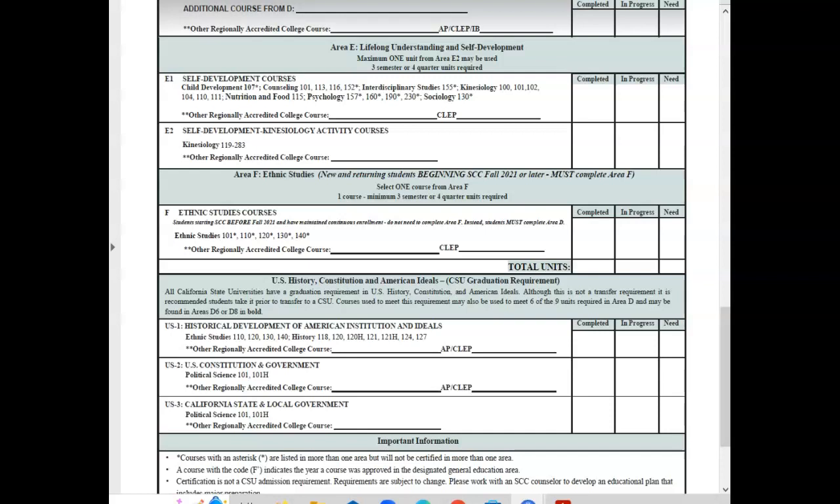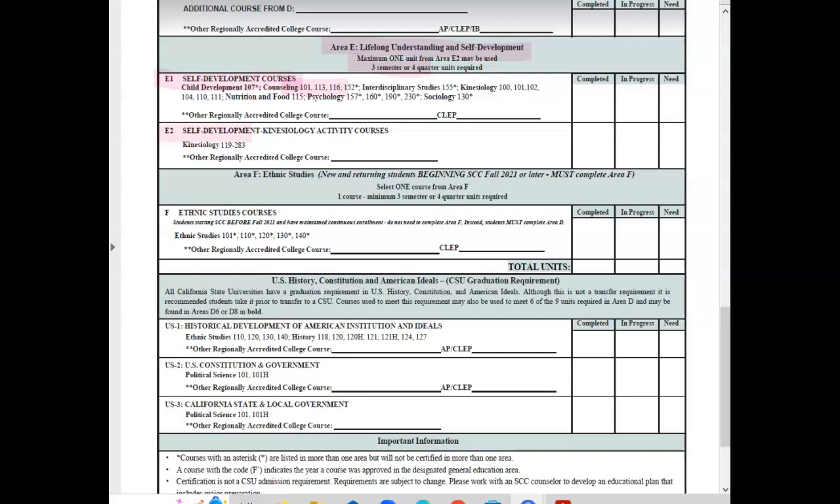And then we are moving to Area E. Area E is lifelong understanding and self-development. You just need 1 class, 3 semester units from this area. Area E1, self-development courses, and many of you are either doing the Counseling 101, 113, or 116. So that should be 3 units, and that is in progress for right now.